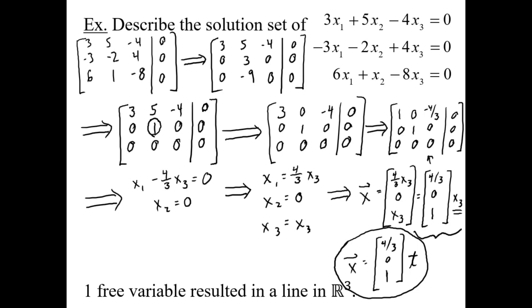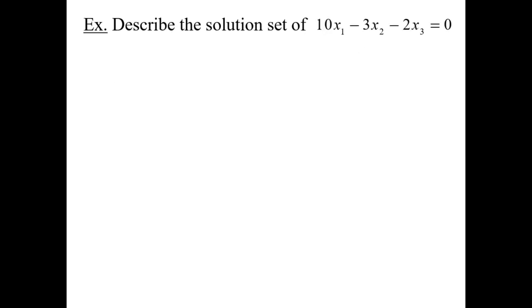Again, it's a line because it's all the vectors that are multiples of that vector 4 thirds, 0, 1. To be a little more precise, and I'll do this in a couple minutes here, it's a line that passes through the origin, right? Because if we put that vector starting at the origin, it's all different lengths of that vector. Anyway, that's an interesting observation here. If we have one free variable, one column without a pivot, then we end up with a line, if we are thinking about the solution geometrically in R3. Okay, let's try this one.